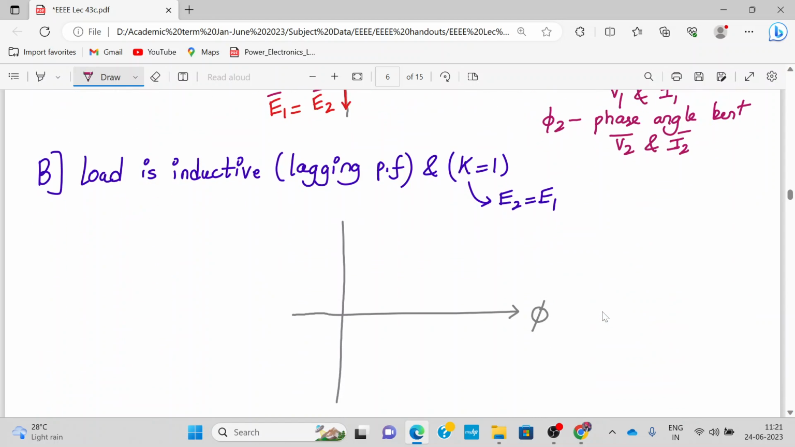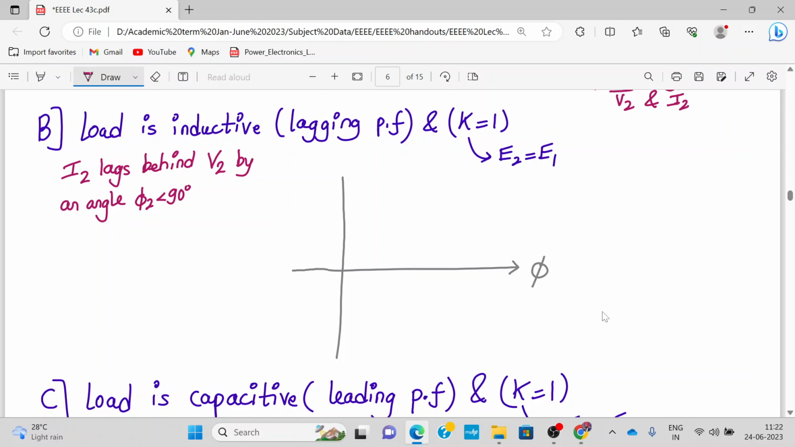Let's draw it for when the load is inductive. The procedure is similar. The only thing is, when the load is inductive, your current I2 lags behind V2 by an angle phi 2, which is less than 90 degrees. As the load is inductive, this is what we have to take care of. Rest everything is the same, so let me draw.